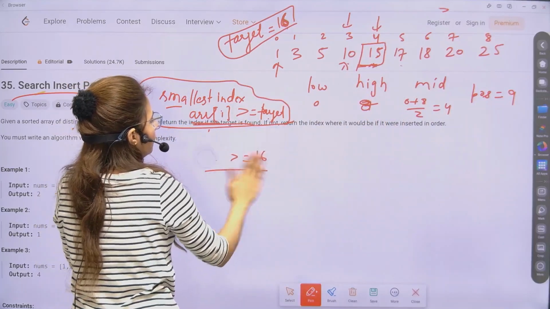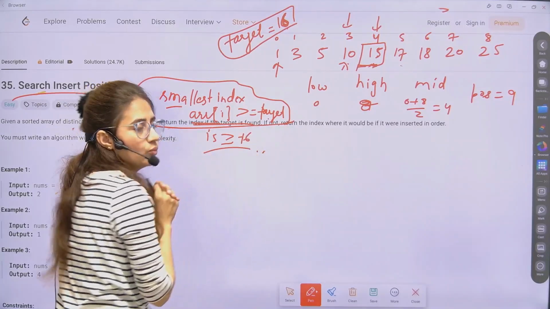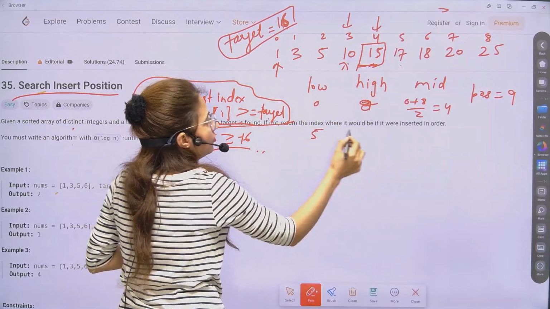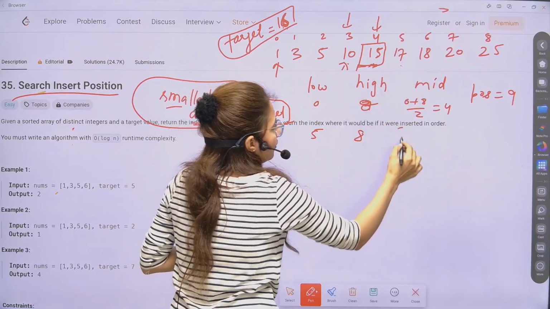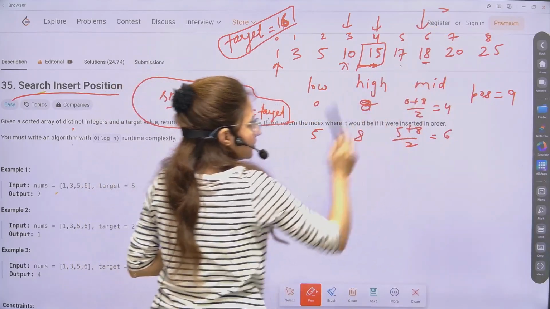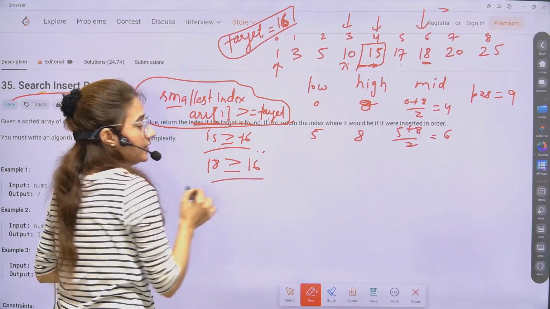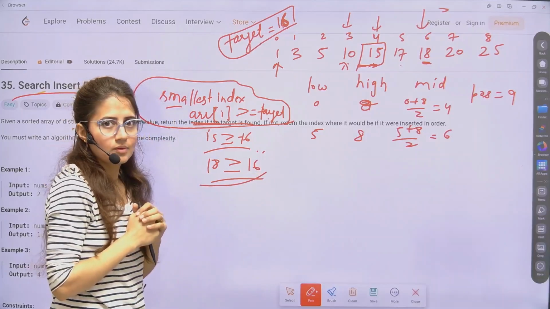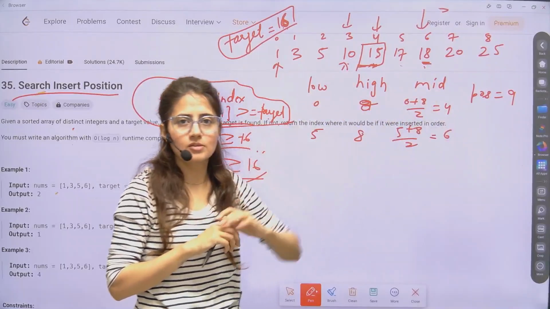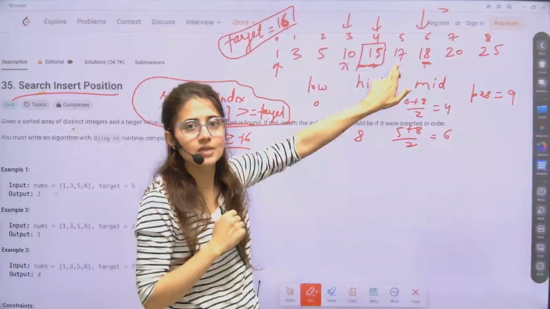At index 4 we have 15. So is 15 greater than or equal to target 16? No, target is greater than 15. So target would be in the right half. So we have 5 and 8. Low would be this side and 5 plus 8 divided by 2, so mid is here, 6. Now check. At 6 we have 18. Is 18 greater than or equal to target 16? Yes, it's true. But we cannot say that this is my position, that at the 6th index I can just insert 16. No, you cannot insert 16 here because we have 17 on the left-hand side.